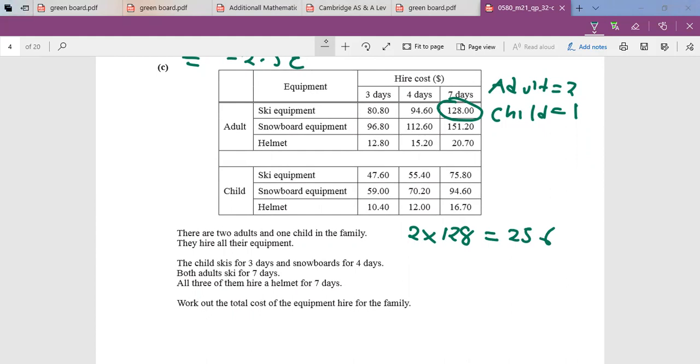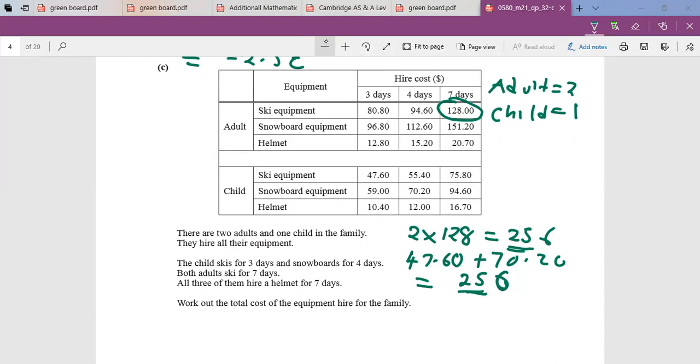Then this child skis for 3 days. Skiing for 3 days, it is 46.6 dollars. And snowboards for 4 days. For snowboard equipment for 4 days, it is 70.2 dollars. So when you add the total here for this child, you're going to get $117.8. Take note of these amounts. So we have this amount and this one.